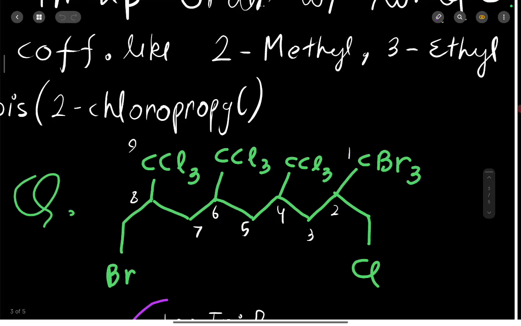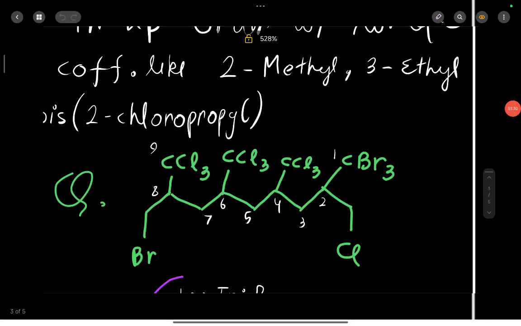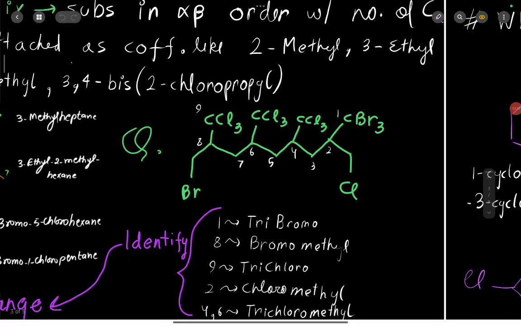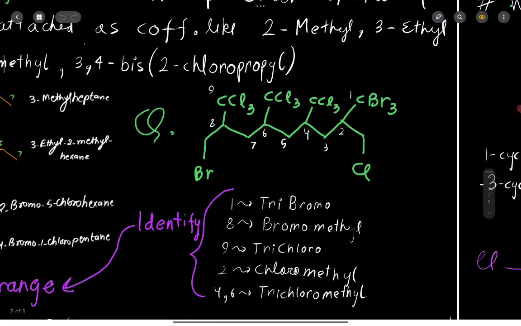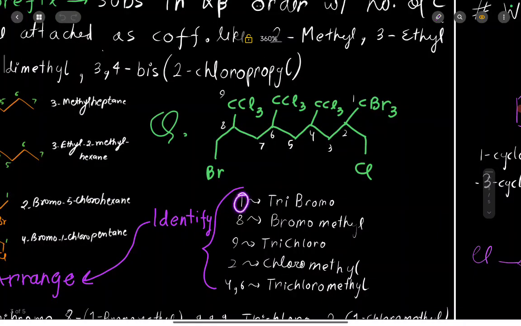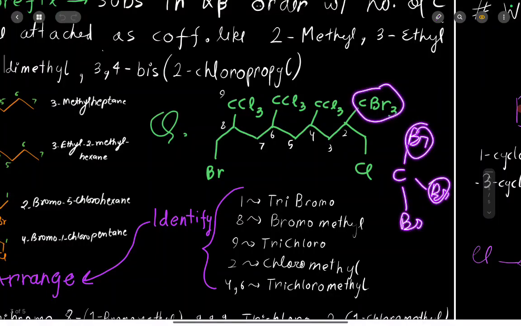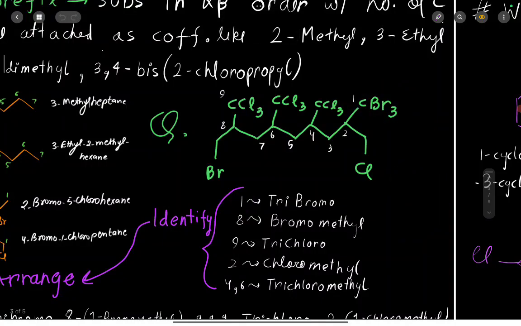The way I like to do this is, before writing the actual name, you write all the substituents in alphabetical order as a list. So how? You see at 1, at the first position of the numbering, there's a tribromo. If we zoom into this, it looks like this. So tribromo. At first positions, there's tribromo.